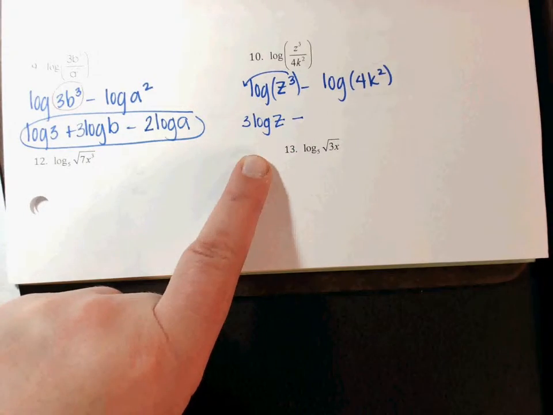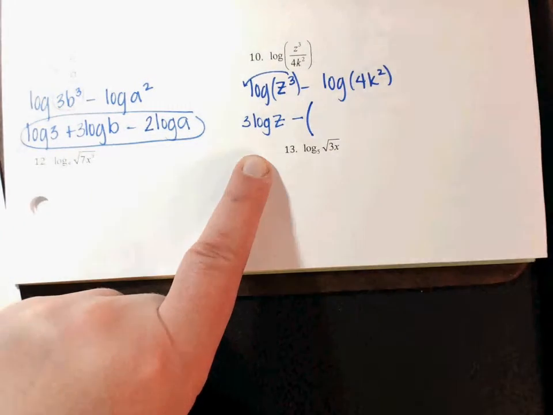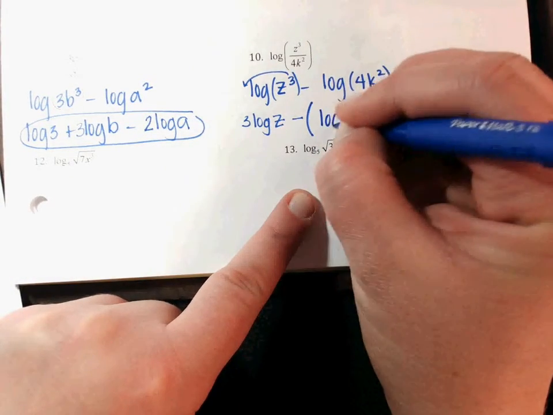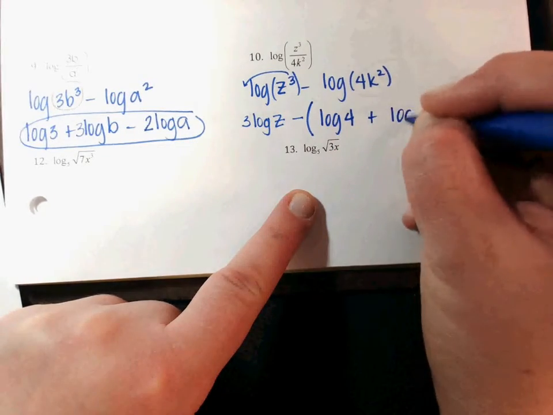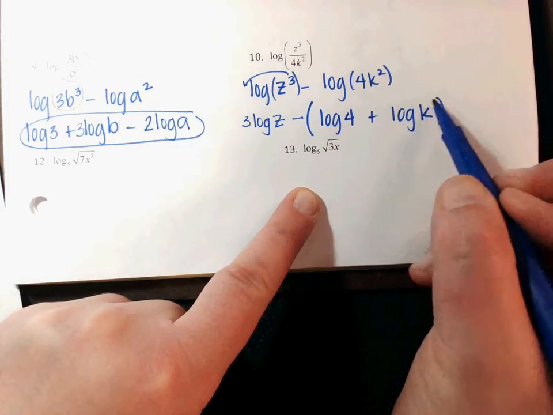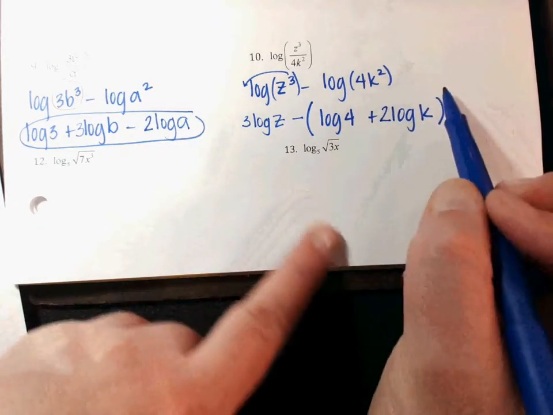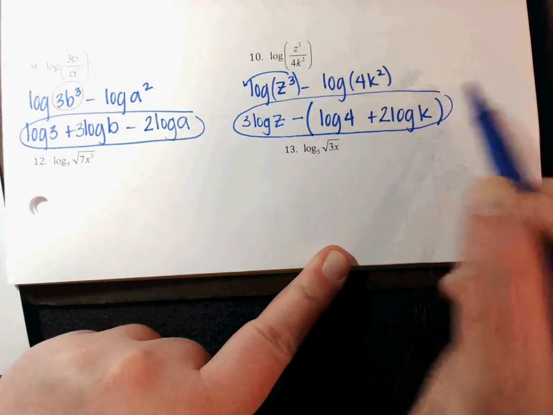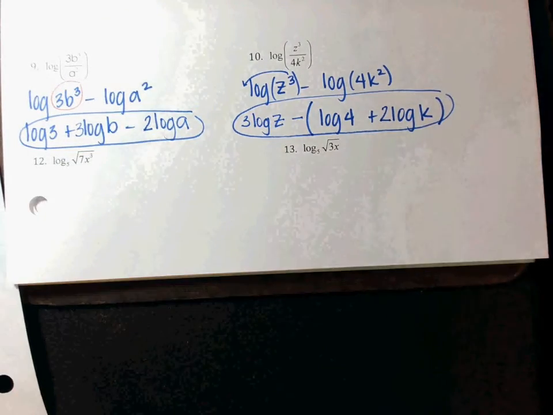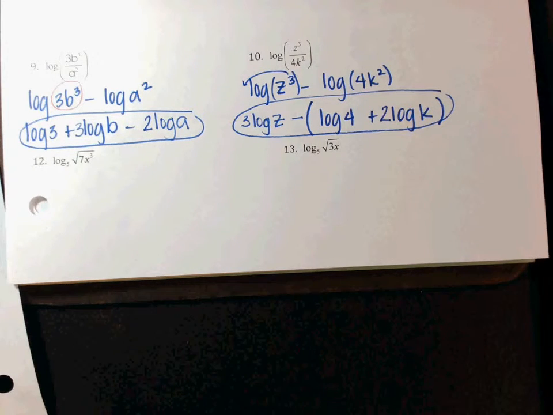minus. And then just to make sure that I don't forget, I'm going to go ahead and open a parentheses here, because when I split up 4 and k, they were both on the bottom, then they both need to be with the negative. So it'll be log of 4 plus log of k. And then instead of putting my k squared here, I'm going to move it down to here. Because since the 4k squared was all inside here, when I split it up, I have to keep both of them subtracted.